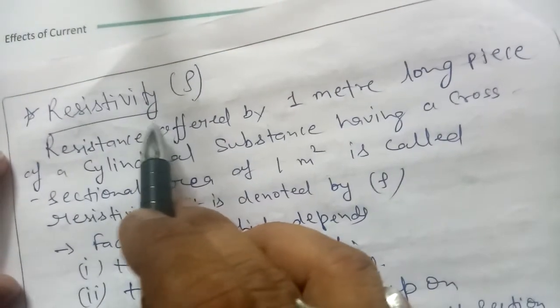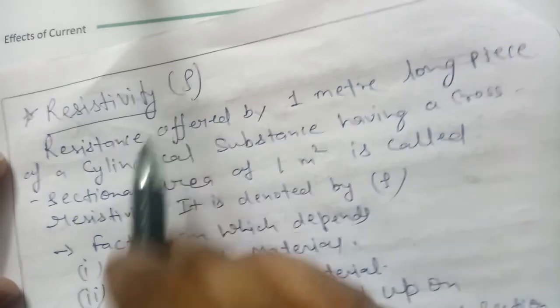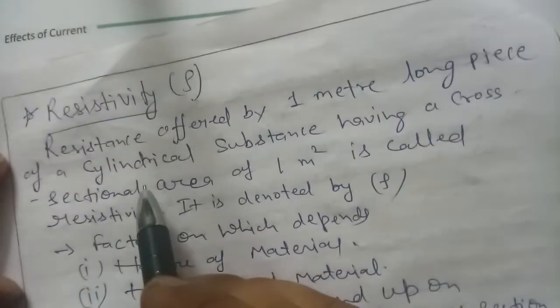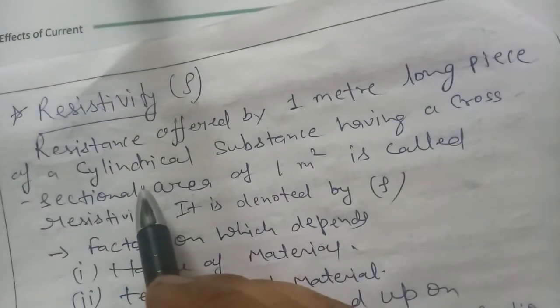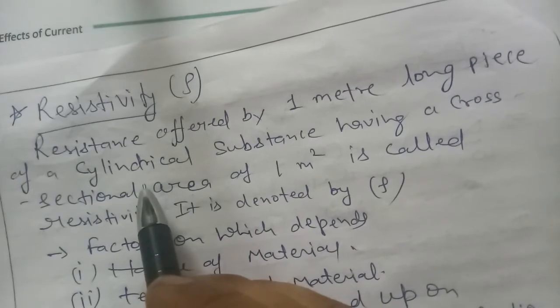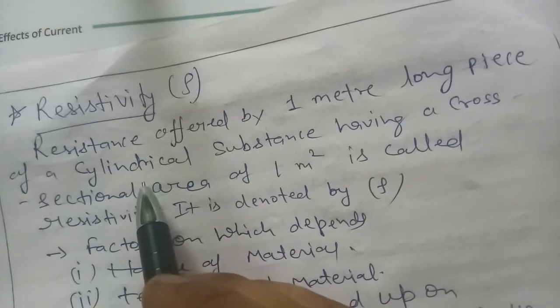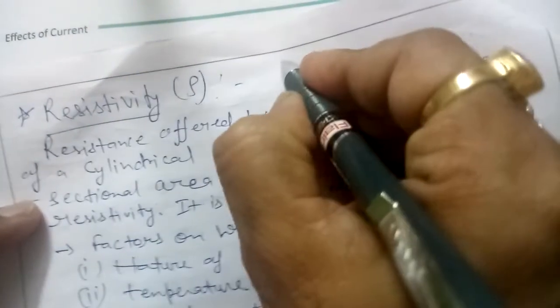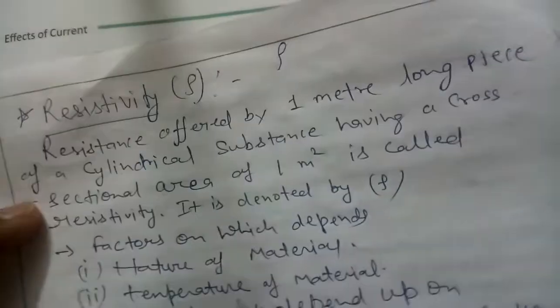Now resistivity. It is also a type of resistance, but in a different place. When the resistance is developed in 1 meter of wire, we can say it is called the resistivity. But how can we give the proper definition? It is rho, the Greek letter rho.